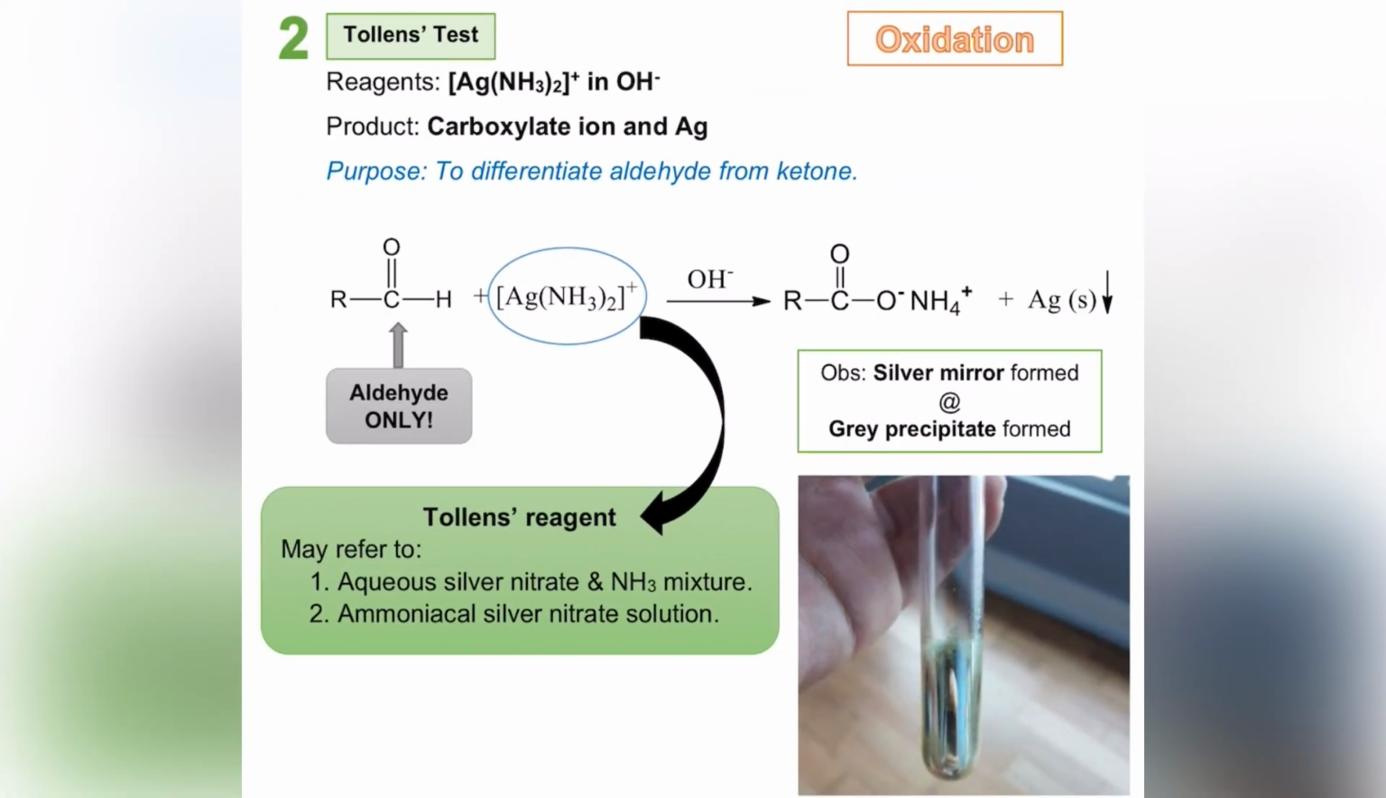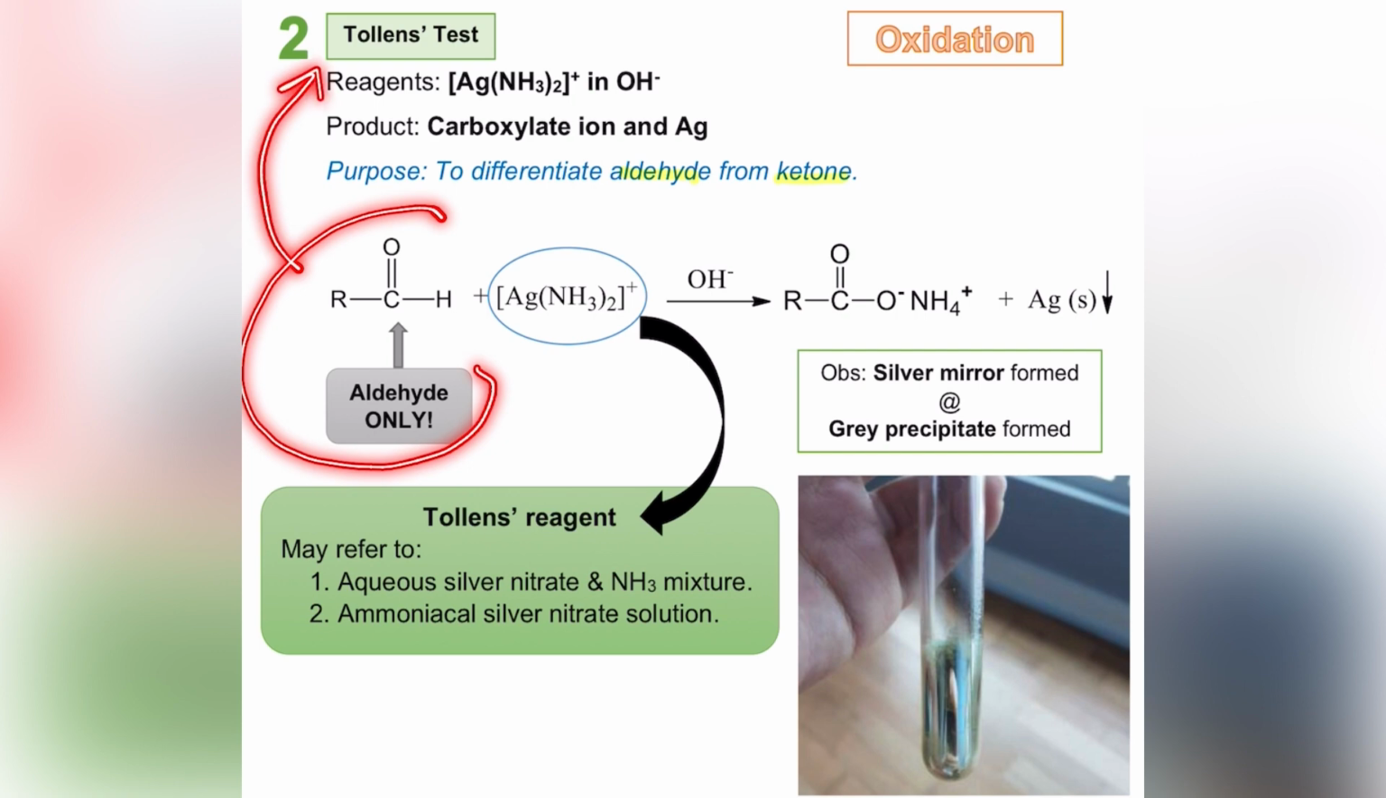Next is Tollens' test. Make sure you spell the apostrophe behind the s. Here your reagent is Ag(NH3)2+ in hydroxide ion, and the products that you will form are the carboxylate ion and silver. What is the purpose of this chemical test? You are going to differentiate aldehyde from ketone. It means that only aldehyde can show a positive result for Tollens' test.